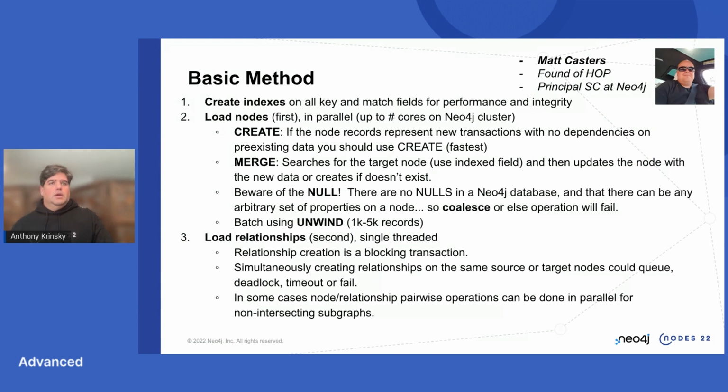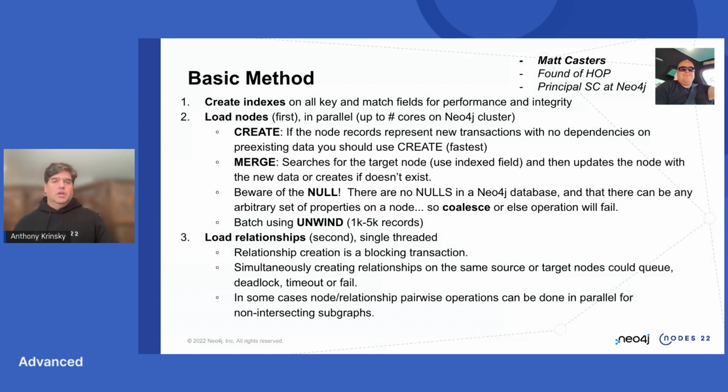When you load relationships, be wary that relationship creation is a blocking transaction. We're going to obtain exclusive locks on the source and the target. So if you have an application that has multiple microservices or threads that don't know about one another, they could be simultaneously creating relationships on the same source and target nodes. Those could queue, deadlock, timeout, or fail. You're going to need to handle that in your code.